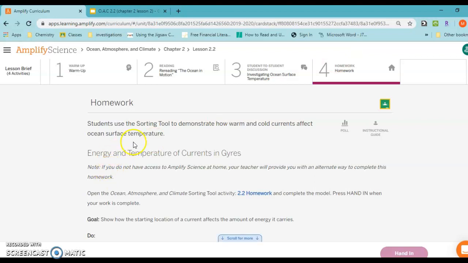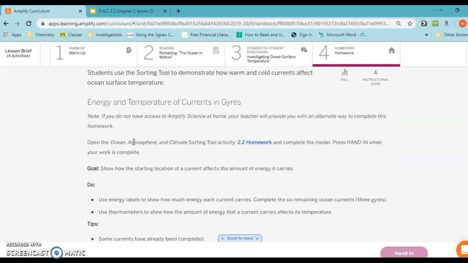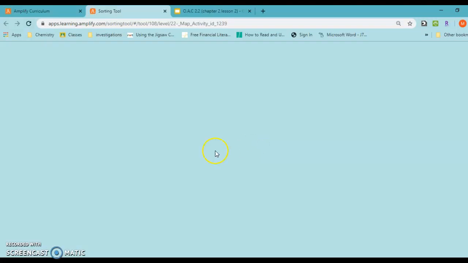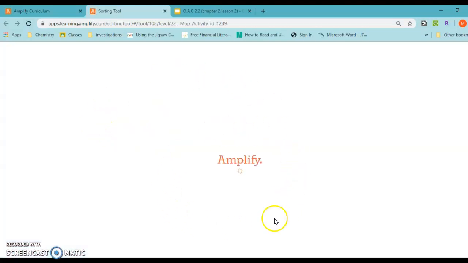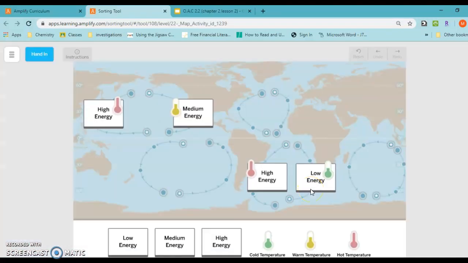So there's only one more thing that I want to cover today, and that is homework. We're going to use this sorting tool to demonstrate how warm and cold currents affect ocean surface temperature. If you click on it, it says 2.2 homework. It takes you to, and give Amplify a second, this model here. And notice that some of them are already done for you. If we're looking over this first current, it's done for us.